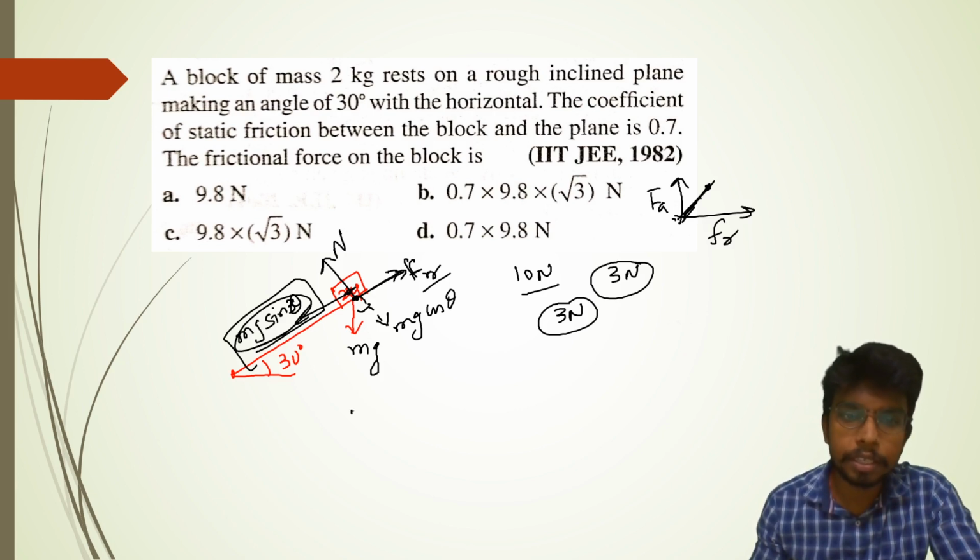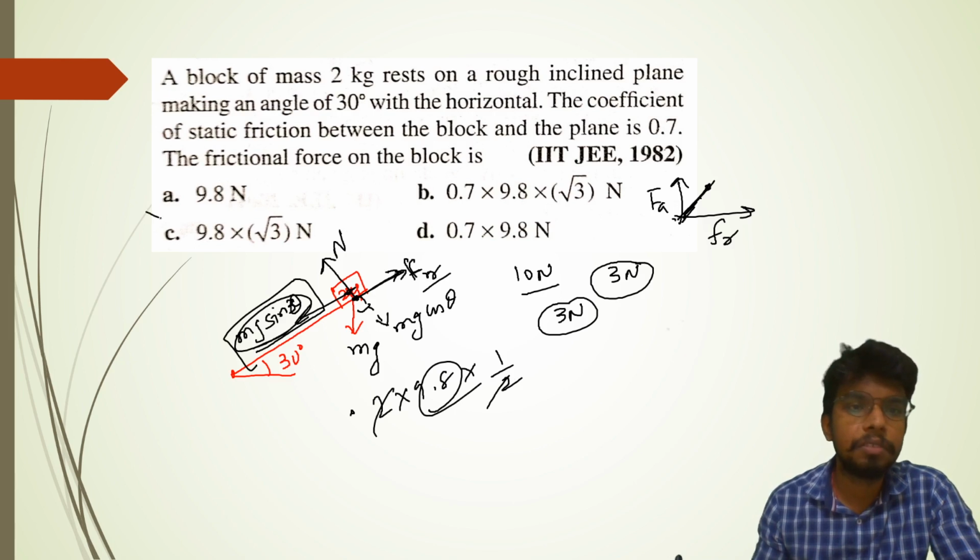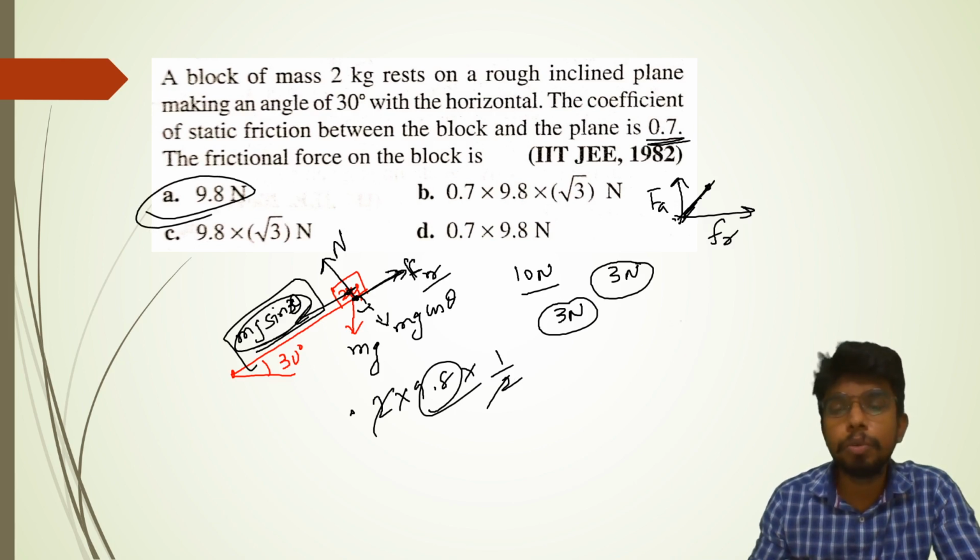So mg sin theta, and mass is given to you, g is considered as 9.8 if not mentioned, sin 30 is half. Solve it, you should get the result. It should be like 2 into 9.8 into sin 30, which is half. That's it. It comes out to be 9.8. This is the result. So the mu is equal to 0.7.